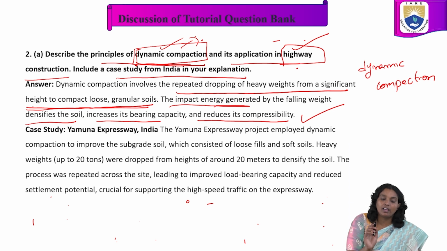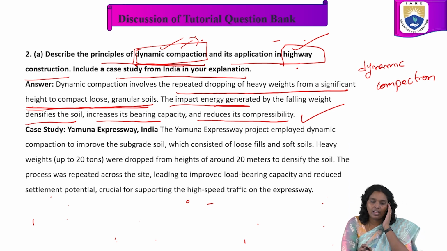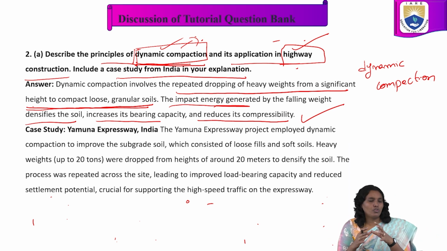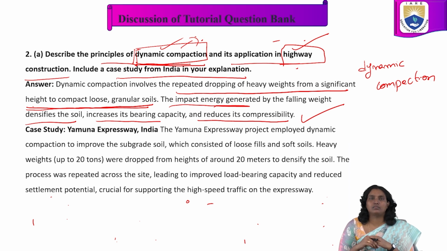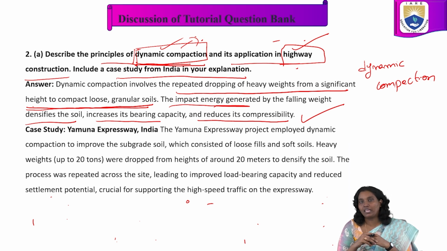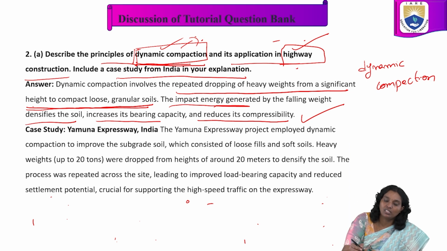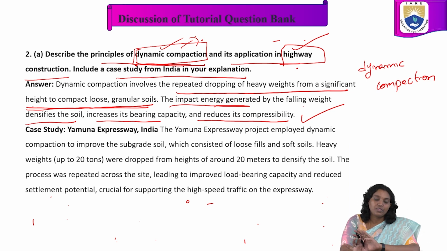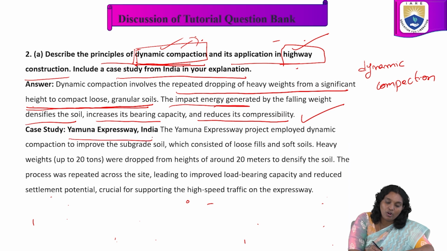Here, both are in the same highway. This Yamuna Expressway is nothing but a highway. I am writing in one way, but from an examination point of view, write the application in highway construction. Because of the loose sandy soils, we are applying it for getting uniformity in densifying the soil and getting bearable load bearing capacity whenever heavy loads pass onto the highways, and it reduces compressibility. Like this. Now, this case study: Yamuna Expressway.